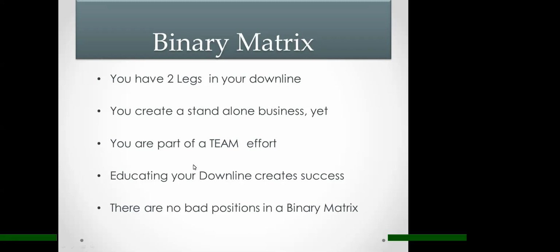So educating your downline on all of this will create your success. Definitely take the time to learn more about this so that when you bring people in, you can describe it, explain it, but then also have the resources to send them information like this video. And then I just want to reiterate, because there's a lot of people who don't believe this, but there are no bad positions in a binary matrix, ever. The binary matrix just works.